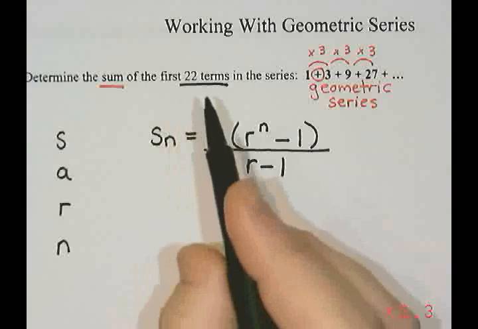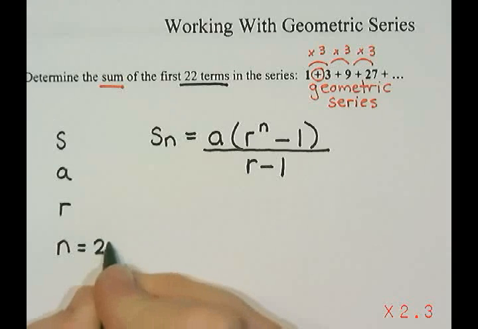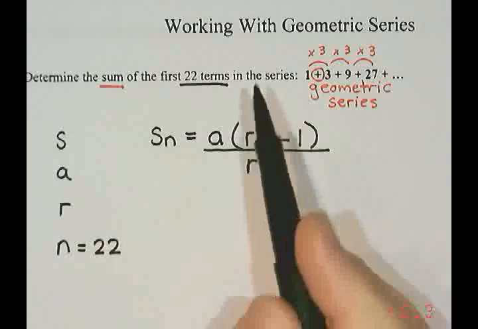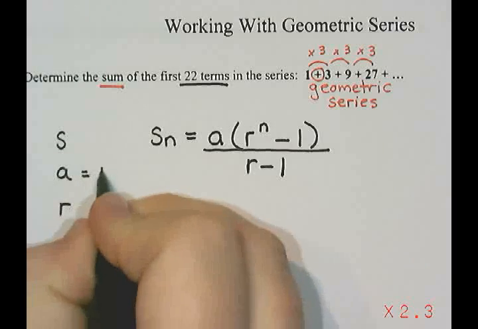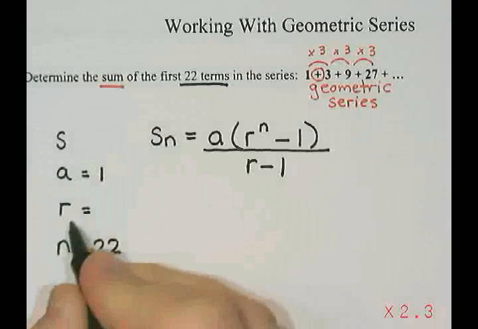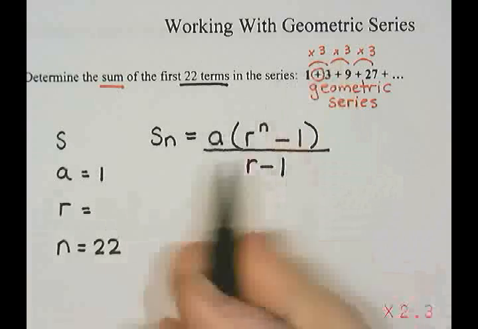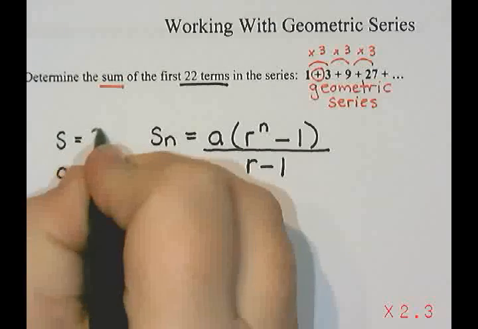So the 22 terms, that's going to be my N. We want to know the sum of the 22 terms, so that's the number of terms. A is always our first term, and in this case the first term is 1. R should be my common ratio, so what we're multiplying by. In this case, it's going to be times 3. And the sum is what we're trying to find.